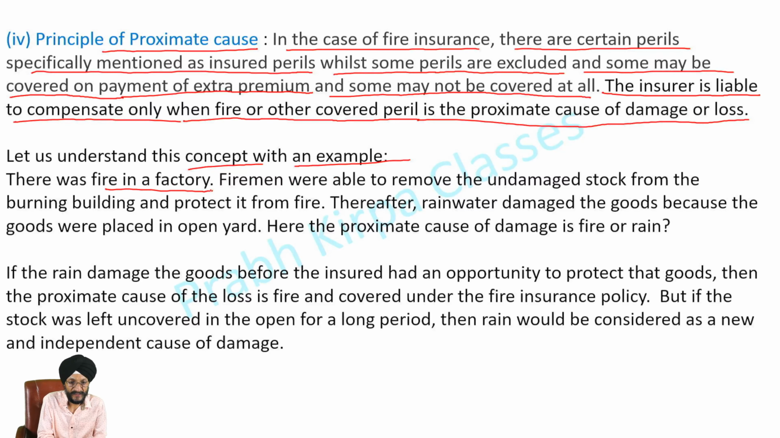If the rain damaged the goods before the insured had an opportunity to protect those goods, then the proximate cause of loss is fire and covered under the fire insurance policy. But if the stock was left uncovered in the open for a long time, then rain would be considered as a new and independent cause of damage.